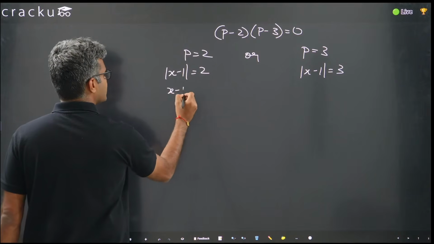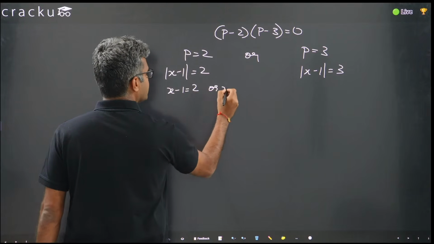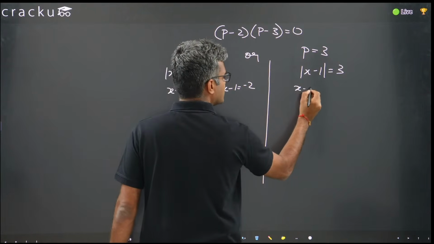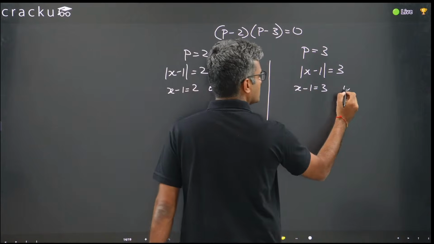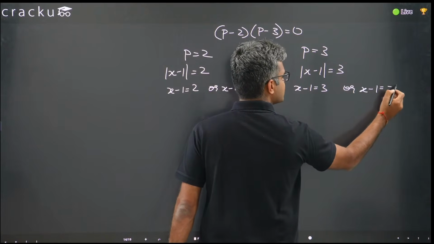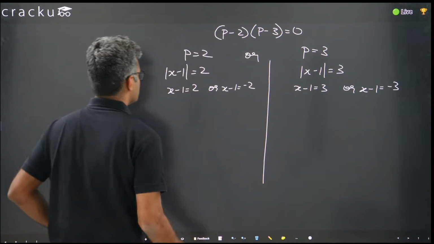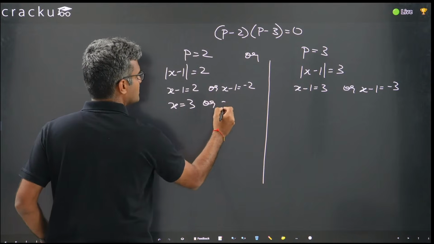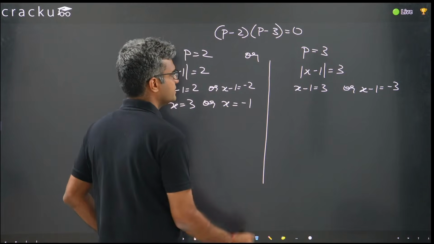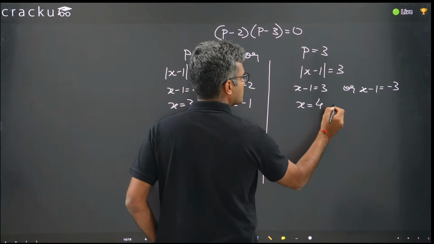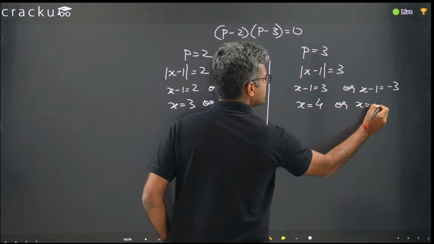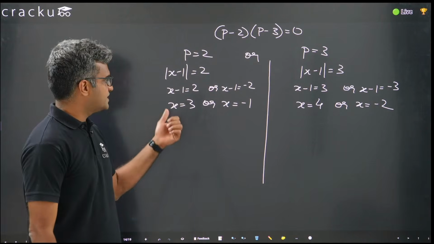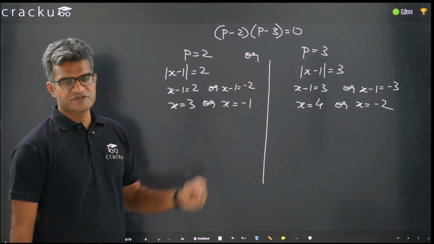So x minus 1 is equal to 2 or x minus 1 is equal to minus 2 or x minus 1 is equal to 3 or x minus 1 is equal to minus 3. So the value of x is equal to 3 or x is equal to minus 1. Here x is equal to 4 or x is equal to minus 2. So the given equation has 4 roots. The roots are 3, minus 1, 4 and minus 2.